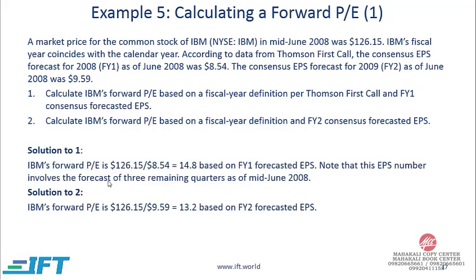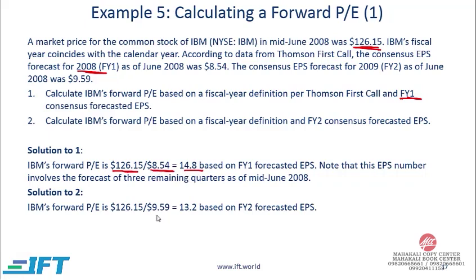So this is straightforward. What is the forward PE? You are asked to calculate the forward PE based on the fiscal year definition for fiscal year 1. What's fiscal year 1? It is 2008. So you take the stock price, which is given right here, divide by the EPS for the fiscal year 1, and you come up with 14.8.